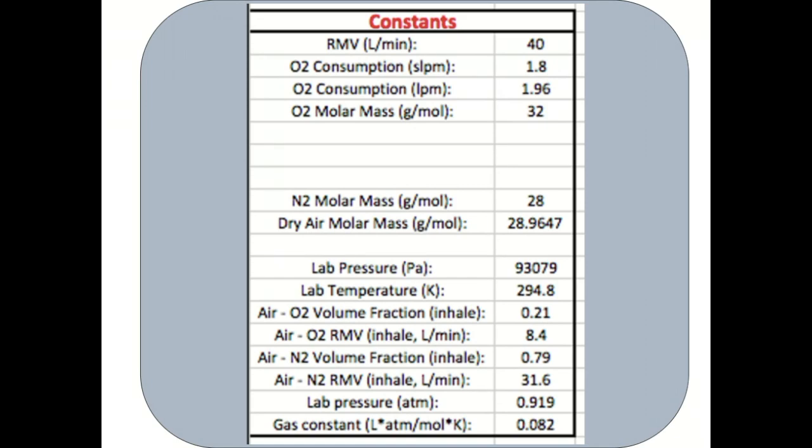The oxygen consumption rate of 1.8 standard liters per minute is the amount of oxygen that a human would consume at standard atmospheric conditions. But the actual oxygen consumption value used in the subsequent calculations is 1.96 liters per minute, which is adjusted for the measured lab pressure of about 93,000 pascals and a lab temperature of 294.8 Kelvin.